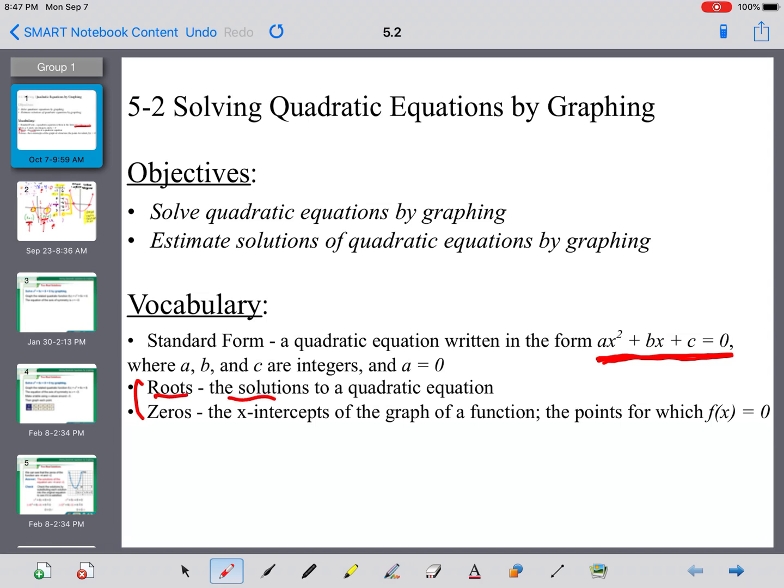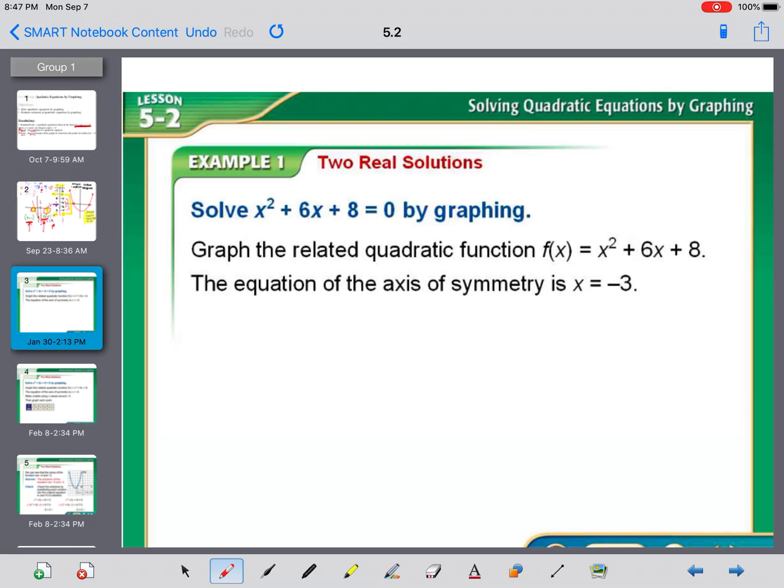And you can see there's 4 of them: roots, solutions, zeros, and x-intercepts are all primarily the same thing. They even tell you that roots are solutions and zeros are x-intercepts. So it's all kind of right there. So as we move along then, it says solve this by graphing.